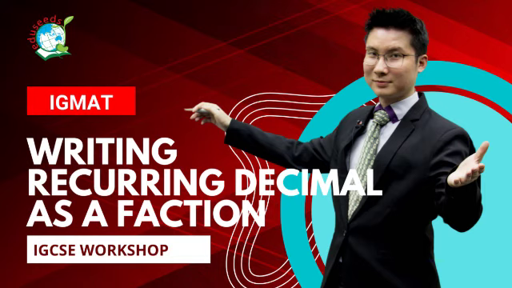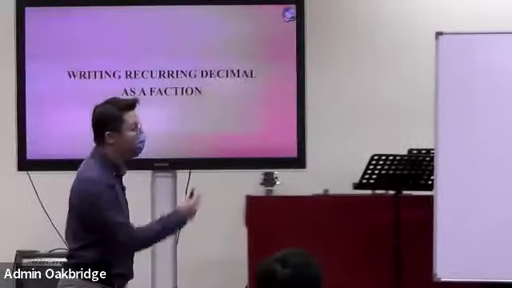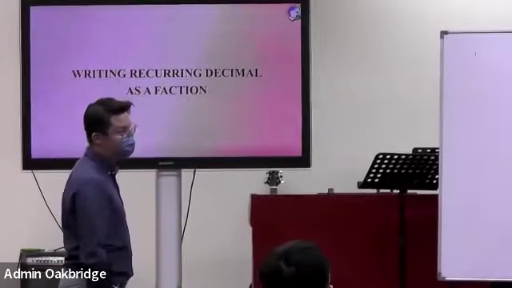Okay, we go to our last topic. Writing the recurring decimal as a fraction. You learned this in grade 7 or 8, I'm not sure. Not grade 9, not grade 10, in 7 or 8. Recurring decimal. What does it mean by recurring decimal? Recurring decimal means it has a decimal digit that repeats over and over again. Endless. The repeated decimal digits.